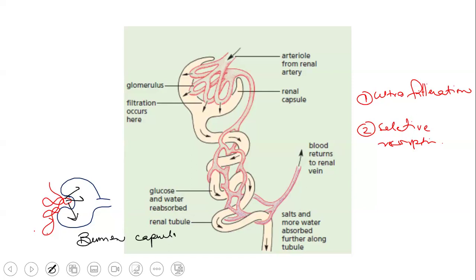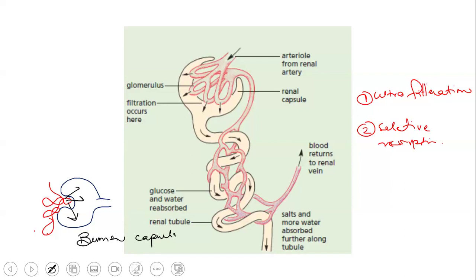After the ultrafiltration is done, the body has pretty much taken out everything. The body is like, listen, here's some glucose, here's some water, here are the salts that we have, but I don't want to get rid of everything, right? I don't want to get rid of the glucose. I don't want to get rid of the sodium and the chlorine and everything. I only want to get rid of things that I don't need. But in ultrafiltration, pretty much everything has been taken out and given to the nephron.